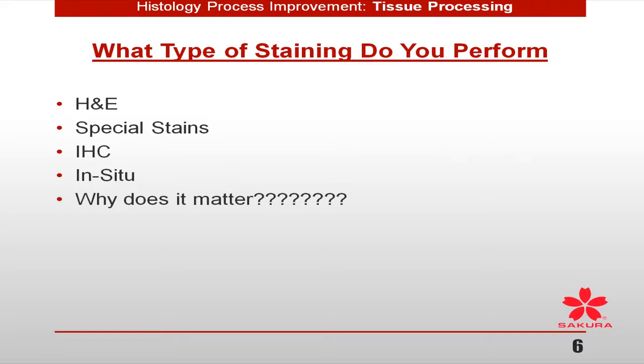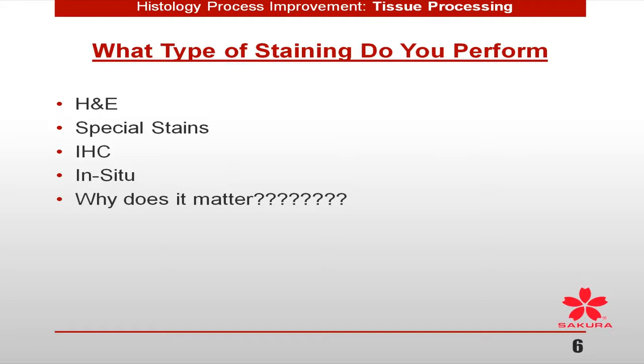And I suggest that what we're really looking at is how do we get to the most appropriate process for our laboratory. Now, the other thing is, the most appropriate tissue processing for your laboratory very well may be a combination of tissue processors. That's not out of the question. That's not unheard of.